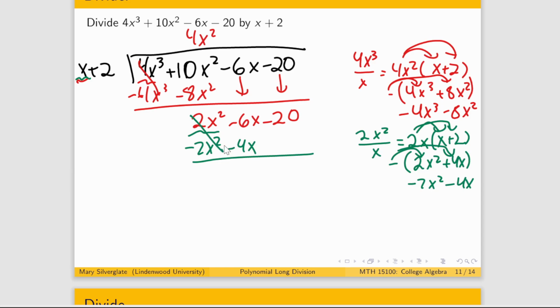2x squared minus 2x makes 0. Negative 6x minus 4x gives us negative 10x. Drop down the minus 20. And of course I forgot to actually write down our result was 2x. I should have written that up there first.